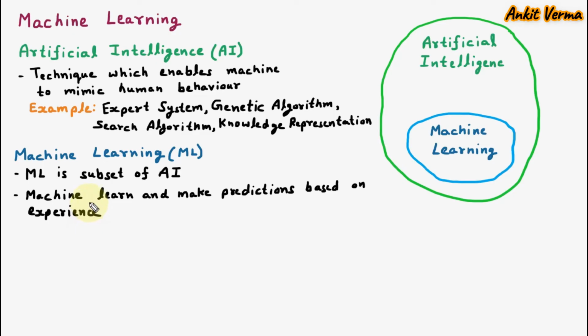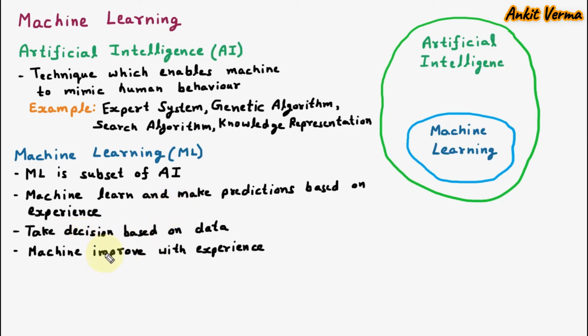So in machine learning, the machine takes decisions based on data. In machine learning, data is the experience. With different data inputs, the machine understands and takes the decision. In machine learning, the machine improves itself with experience. In machine learning, the machine learns as well as improves itself so that it can take decisions accurately.